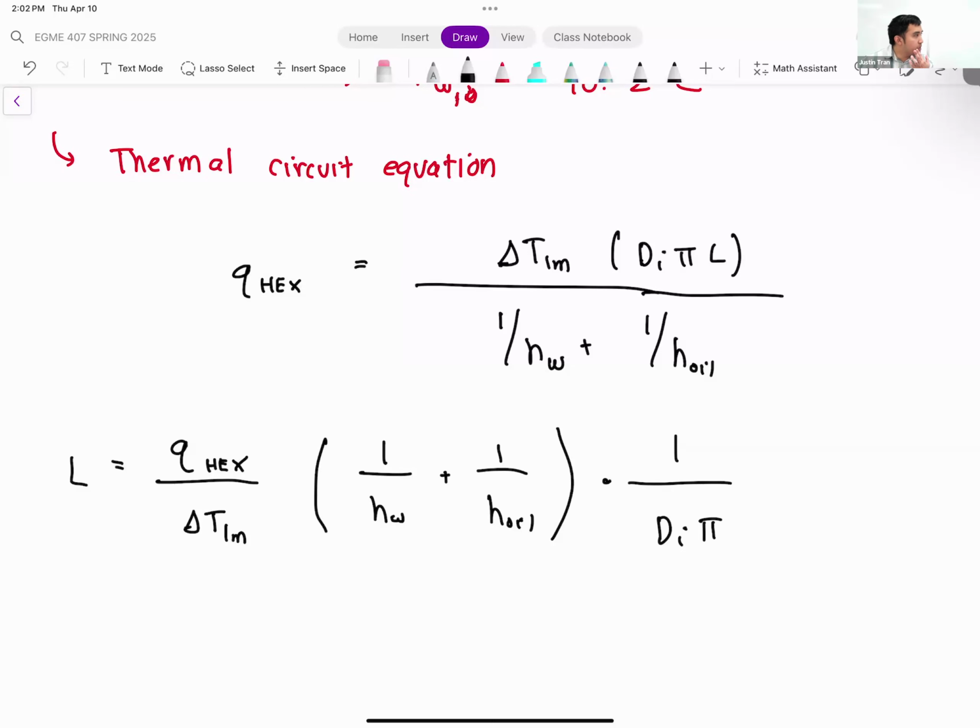So we have a lot of the quantities here. We have Q hex, which we did in the last step. Delta T log mean we can compute because we know the inlet and outlet temperatures of all the fluids. Di we know from the problem. Pi is just pi. The last thing we need to do to finish this problem is to compute the convection coefficients for the water and the oil.